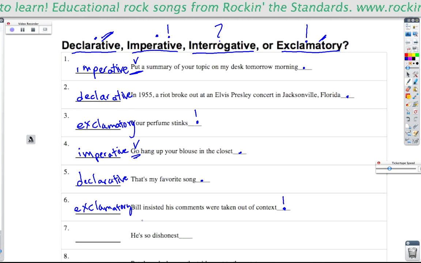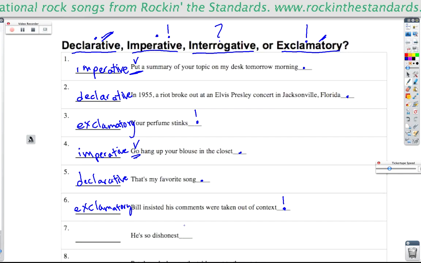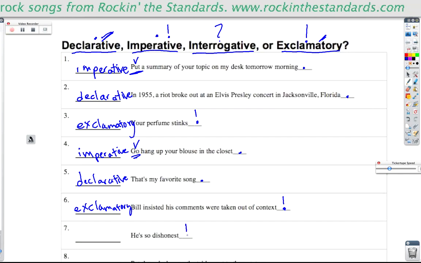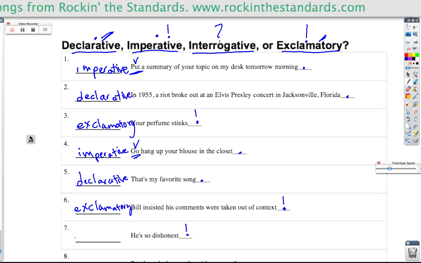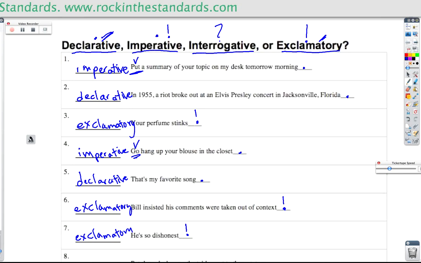Number 7, he's so dishonest. And again, I would say that that is something that sounds pretty emotional. I'm going to say that's an exclamatory sentence. If you think that's a declarative, that makes sense. But it would definitely not be an imperative. It's not a command. Definitely not an interrogative. It's not a question.